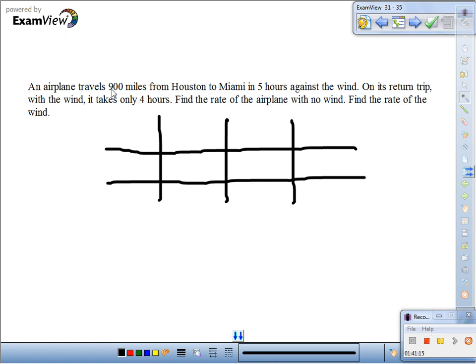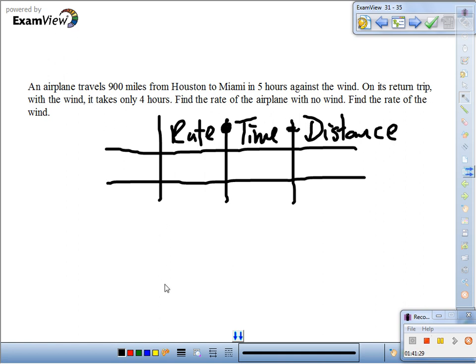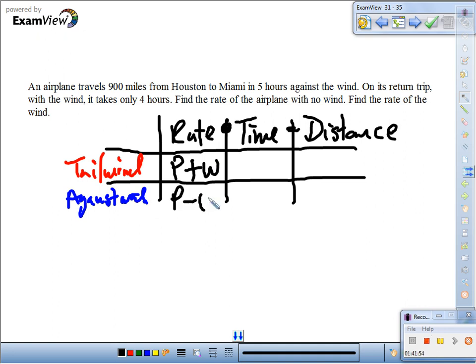Now this is what kind of problem? Rate and distance, right? So we start with rate times time equals distance. That never changes. What else doesn't change? Tailwind is P plus W because the tailwind increases the speed. Against the wind is P minus W because it decreases the speed.